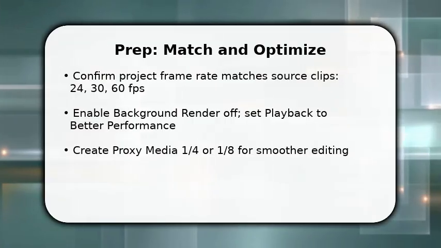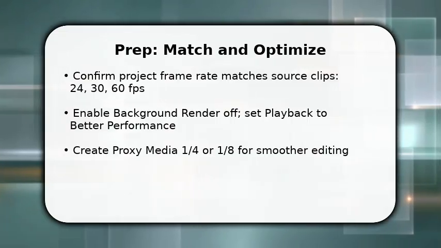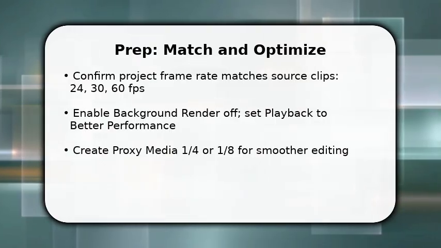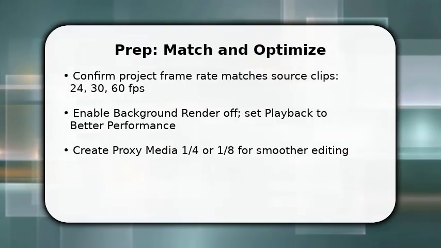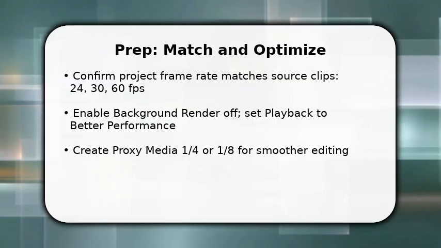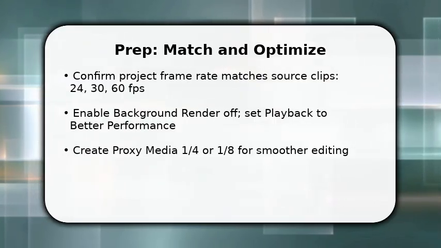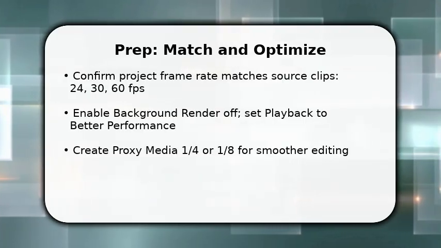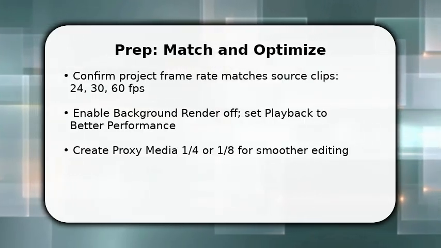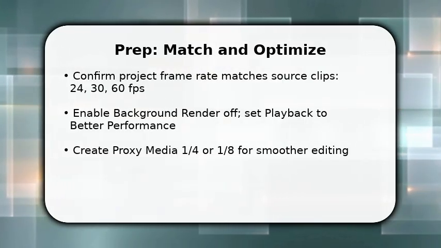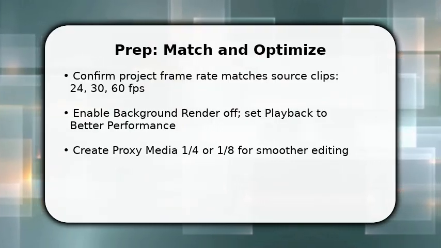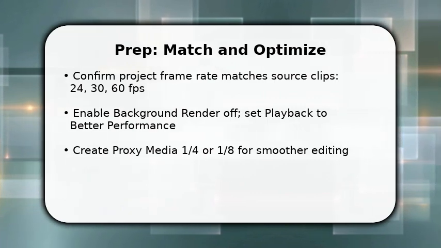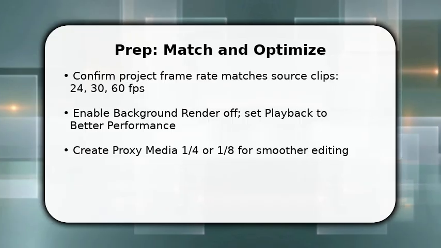You start by matching project settings to your source clips because mismatched frame rates force real-time conforming. Check the timeline frame rate and clip properties, then change playback to better performance. This reduces GPU load. Once done, generate proxy media at 1/4 or 1/8 resolution so playback is fluid while editing. You'll also disable background render temporarily to avoid CPU spikes. These steps immediately reduce dropped frames and give you a responsive timeline to continue troubleshooting.